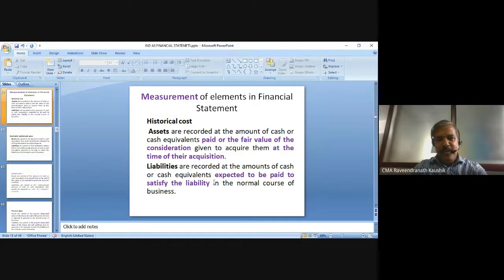So if the actual amount is ascertainable, then the cash or cash equivalent will be there. Or if the cash or cash equivalent is not ascertainable at the point of purchase of that asset, then we need to go by the fair value of the consideration. So fair value of the consideration is in terms of market-driven things, comparing this particular asset you have bought in this industry with other assets of similar or same nature which are procured in the market. So that's the fair value given to acquire them at the time of their acquisition.